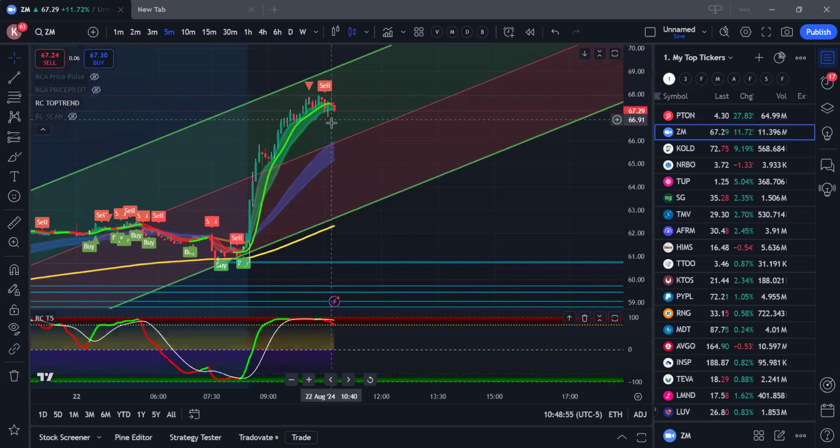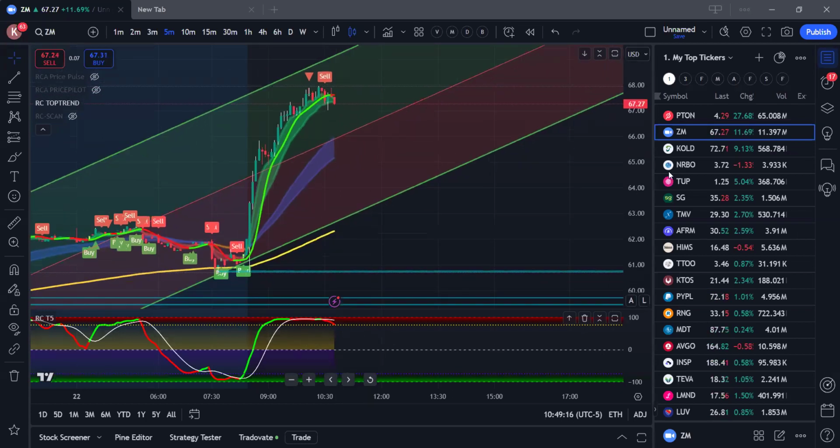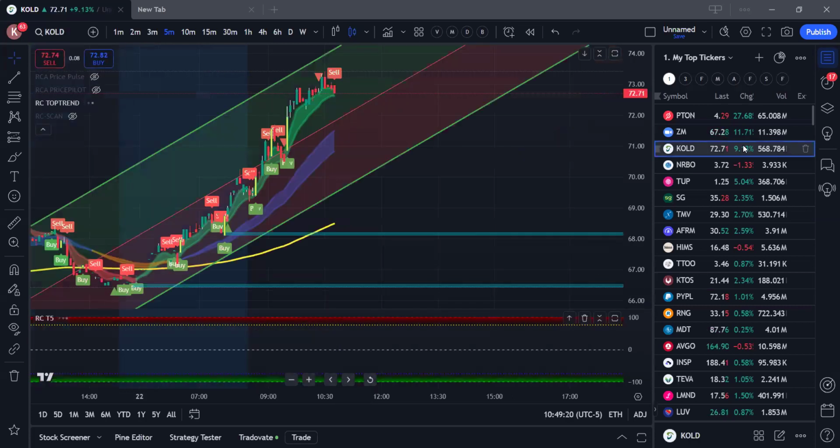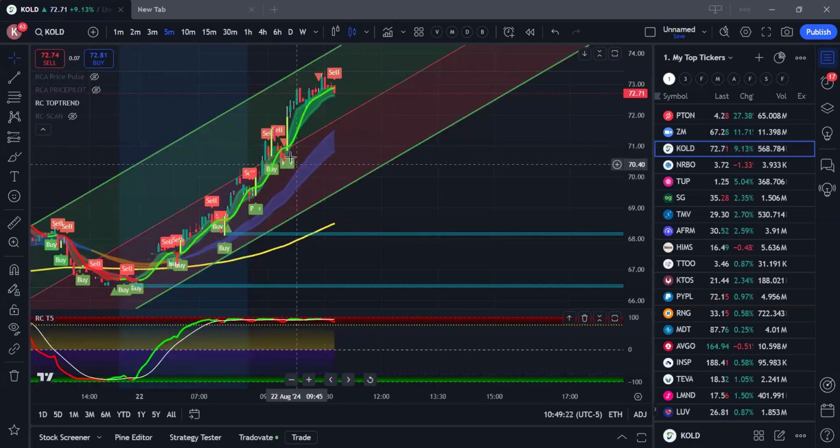Zoom may come, touch this, and then again start going up. Whenever it is a bullish ticker, we want to wait for the buy signals. Whenever it is a bearish ticker, we want to wait for the sell signals. So now we got a sell, but there is a high possibility that it will come till here and then start moving up again. So we are waiting for a buy signal on Zoom. Same thing for gold also, it may come somewhere here and then start moving up.